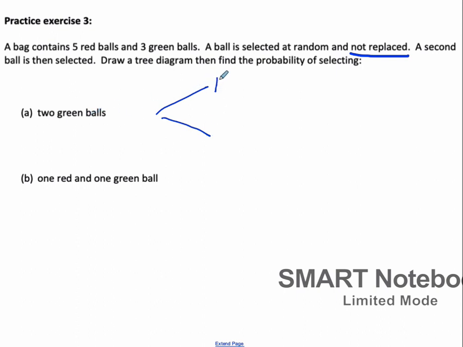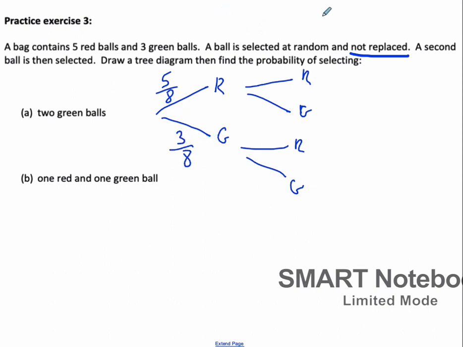So you get 2 possibilities. You can draw a red or a green ball for your first pick, and the second pick is also either red or green. The probability of getting red is 5 out of 8 here, and green is 3 out of 8. Now this is a very important thing, because if they are replaced, then the probability stays the same. It will be 5 over 8, 3 out of 8, 5 over 8, 3 out of 8.